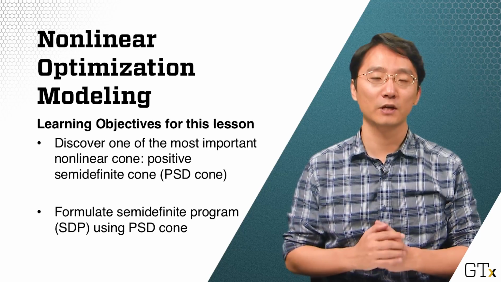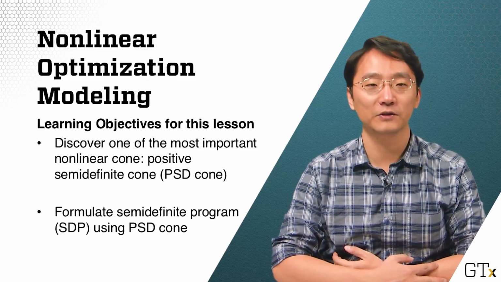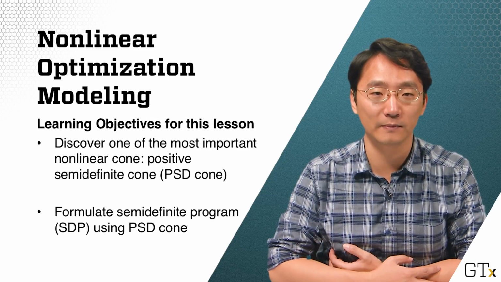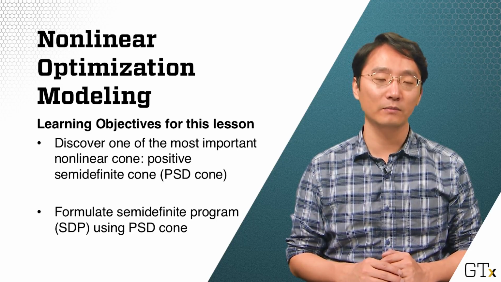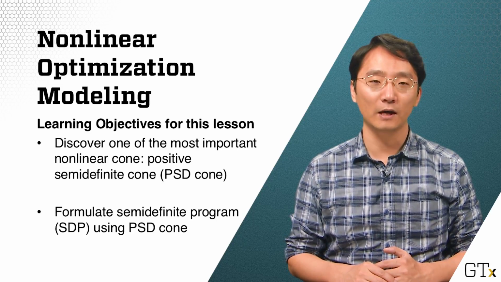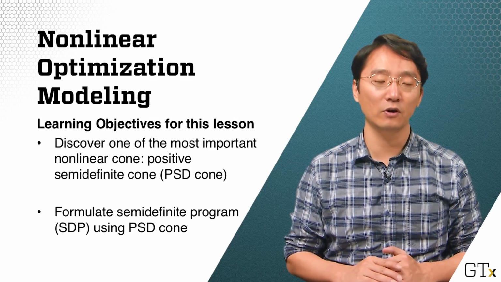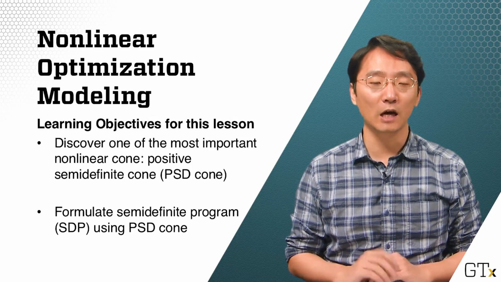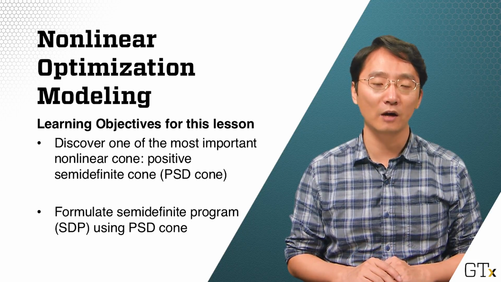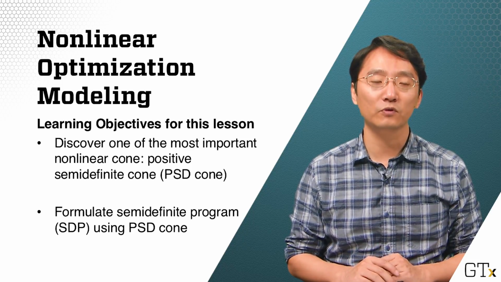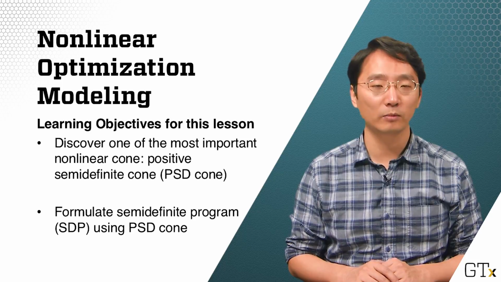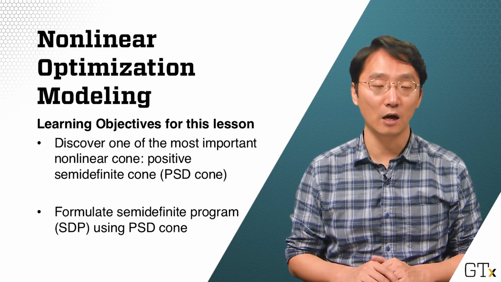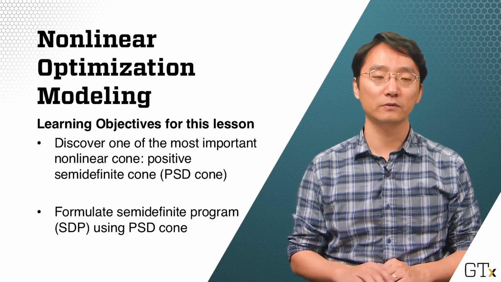So we're going to introduce a new cone called the semi-definite cone, or positive semi-definite cone, sometimes called the PSD cone for short. This is one of the most important, if not the most important, nonlinear cones. And we'll see this positive semi-definite cone embodies so many nonlinear convex optimization problems. It's really the broadest class of convex optimization problems that can be solved efficiently. By that I mean semi-definite programming using the PSD cone.